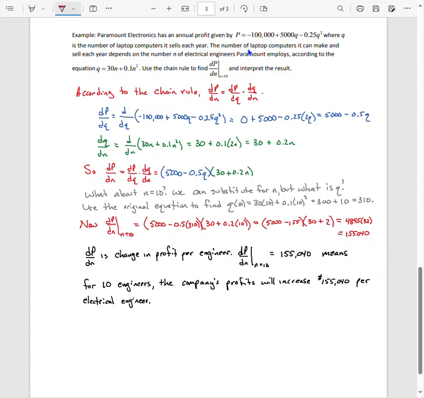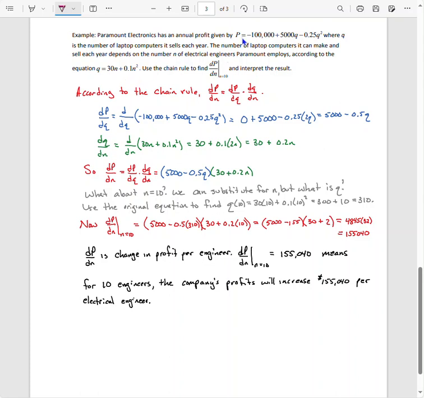They have an annual profit given by capital P equals negative 100,000 plus 5,000 Q minus 0.25 Q squared, where Q is the number of laptop computers it sells each year. So their profit depends on the number of laptops it sells. Now, the number of laptop computers it can make and sell each year depends on the number of electrical engineers that Paramount employs, according to the equation Q equals 30N plus 0.1 N squared.